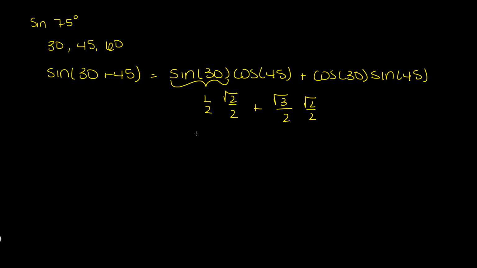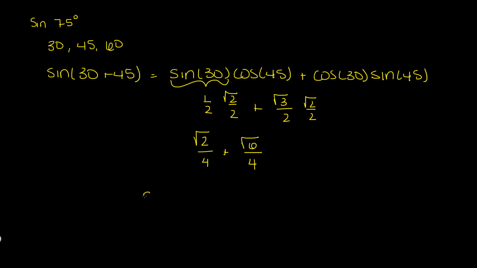So we have the square root of 2 times 1, which is the square root of 2. 2 times 2 is 4. Square root of 3 times square root of 2 is the square root of 6, divided by 4. No way I could simplify the square root of 6 into a perfect square, so we're going to keep going on.